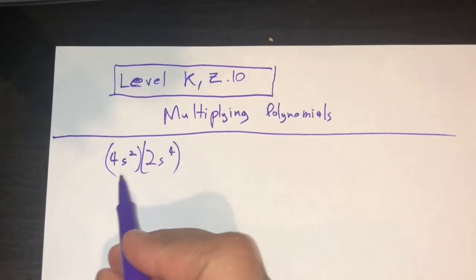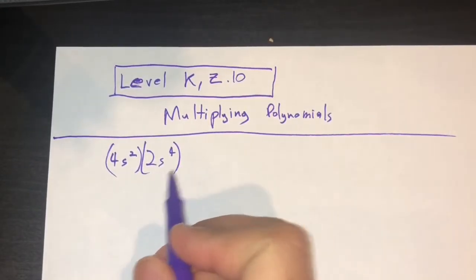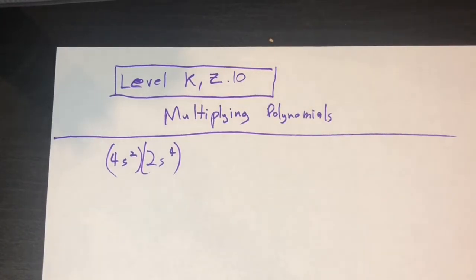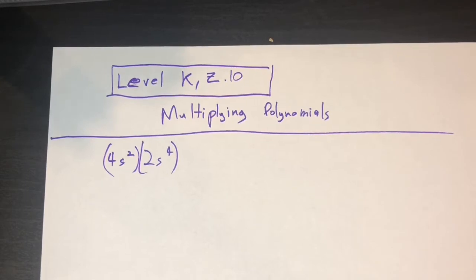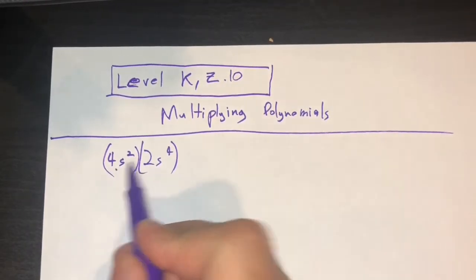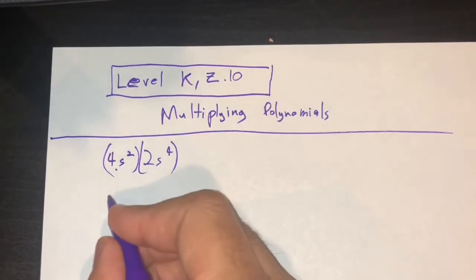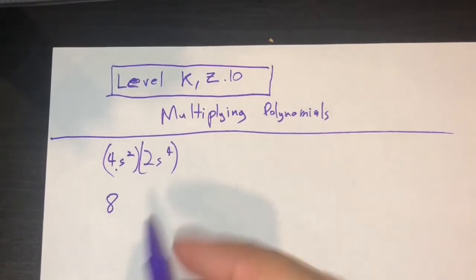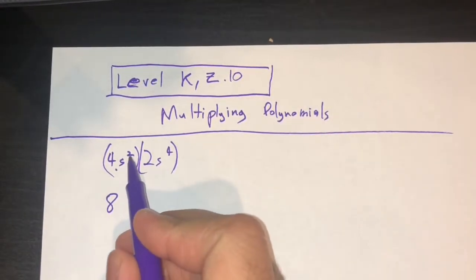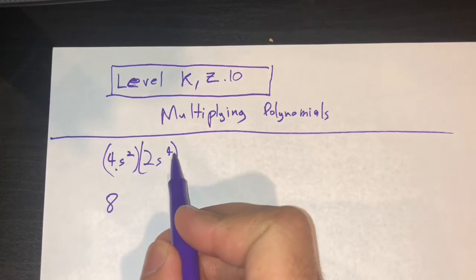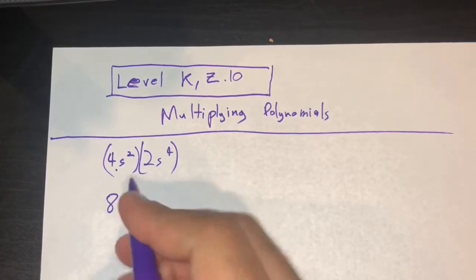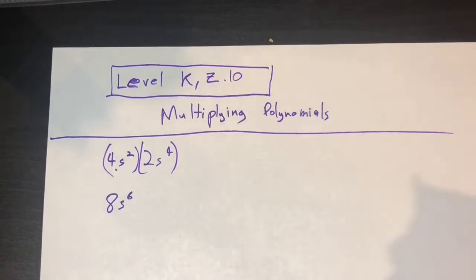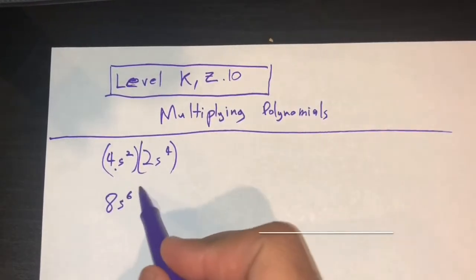We've got 4s to the second times 2s to the fourth. When doing any sort of multiplying of monomials, I would say that the best way to go about it is first multiply your coefficients. 4 times 2 gives us 8. Okay, then we have s to the second power times s to the fourth power. Same base, right? So these are going to add together. We're going to get s to the sixth power, because 2 plus 4 is 6.